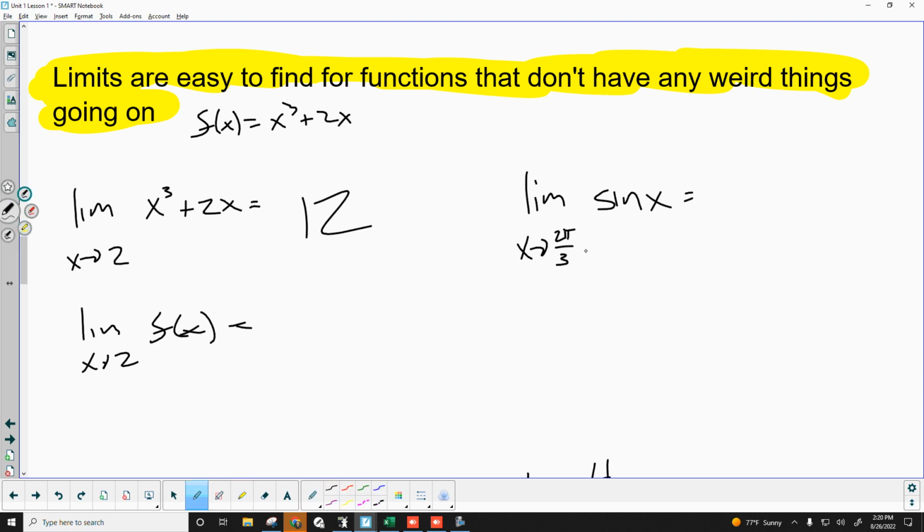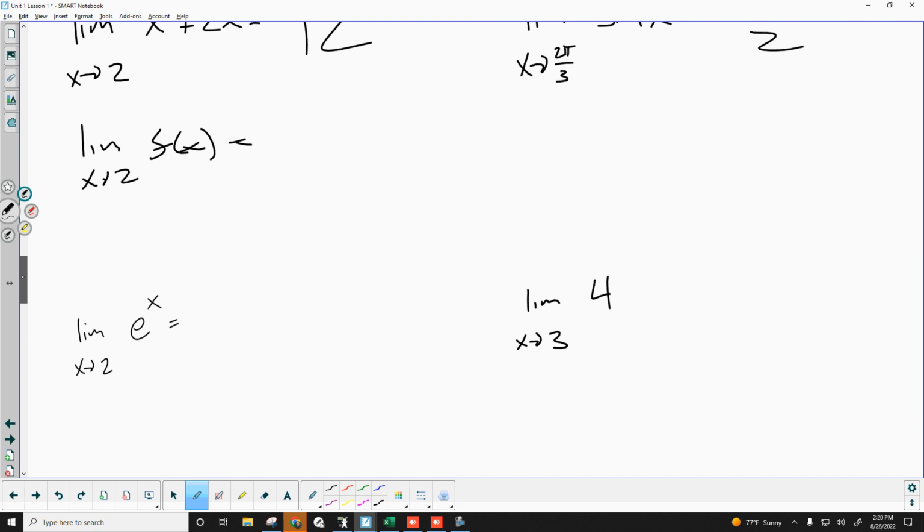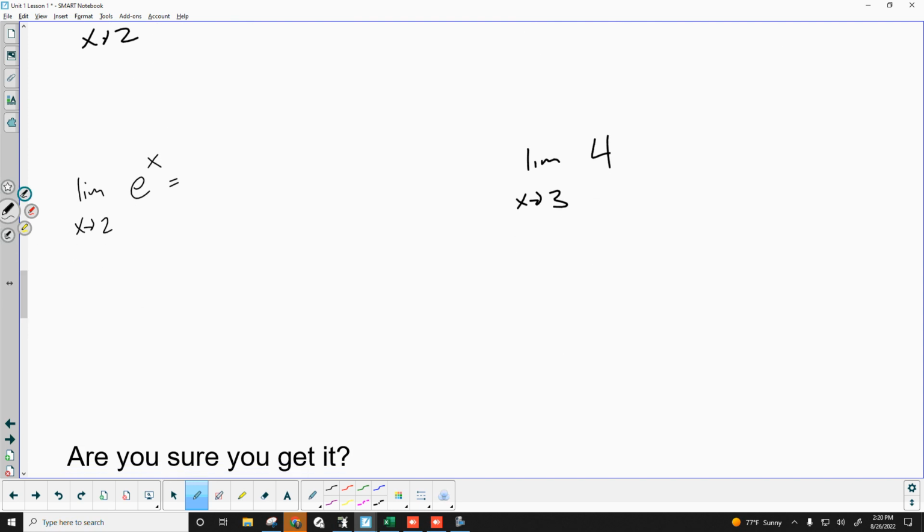So, what's the sine of 2 pi over 3? Who's doing it in their heads now because you've leveled up? Yes, I love it. All right, so this is easy. I just plug in 2.